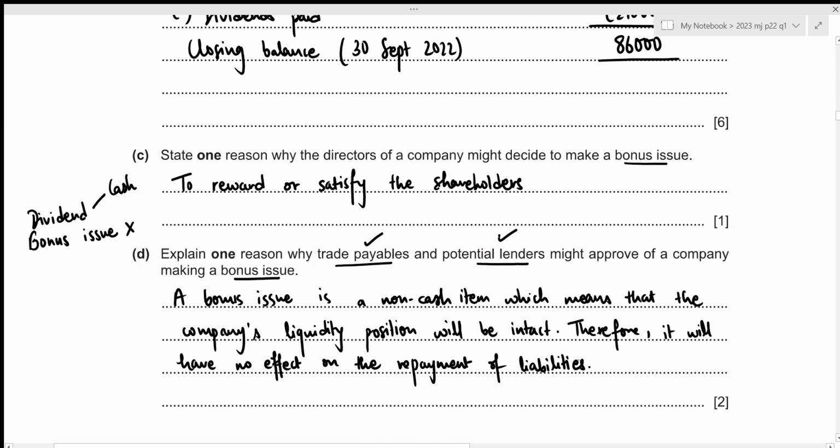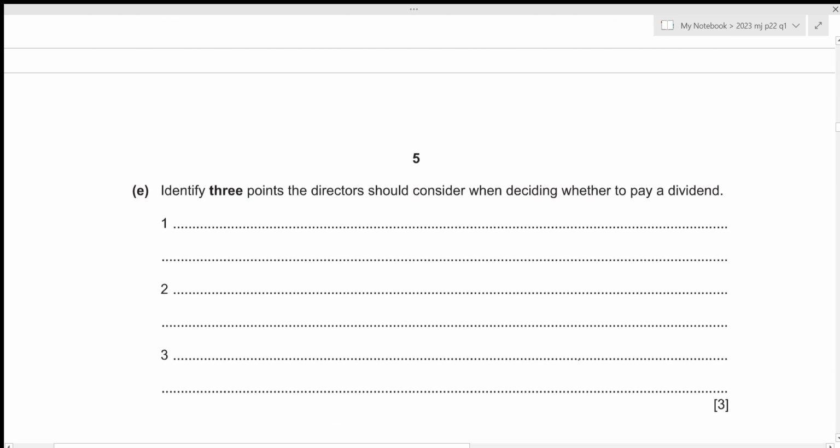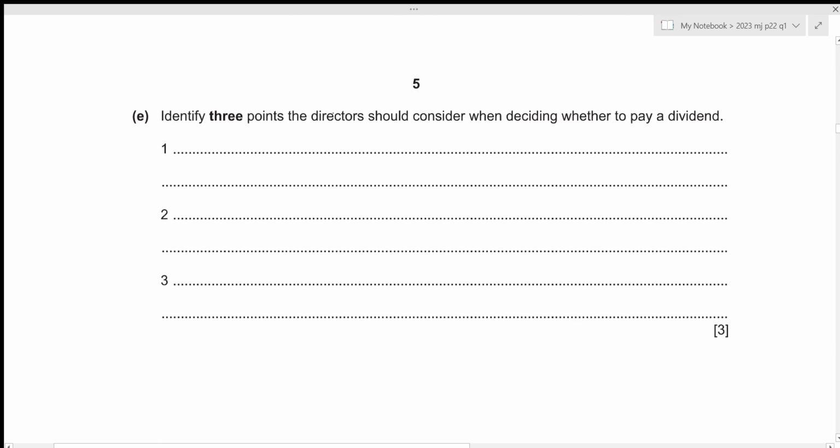That's all for the fourth part. Let's move towards the fifth one. We need to identify 3 points the directors should consider when deciding whether to pay a dividend.